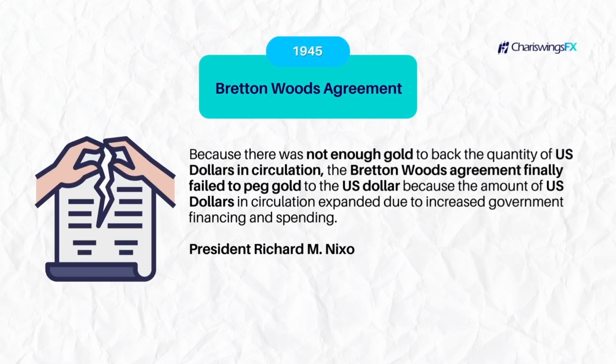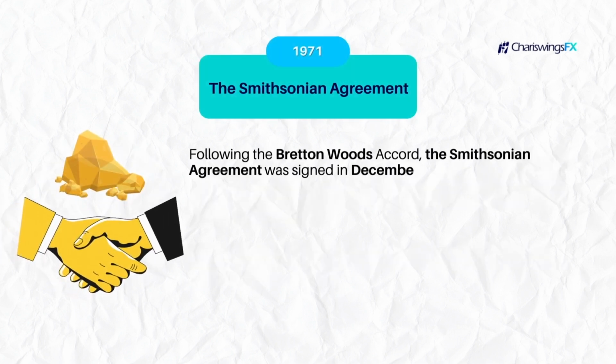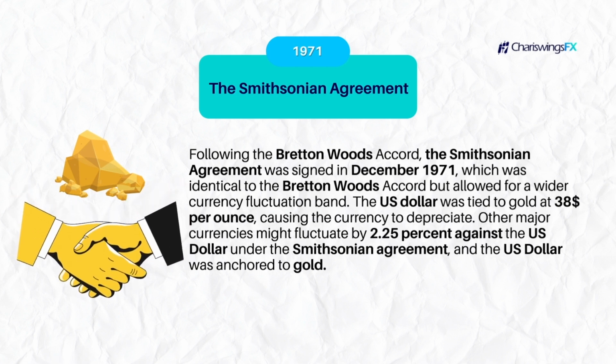The Bretton Woods Agreement finally failed to peg gold to the US dollar because the amount of US dollars in circulation expanded due to increased government financing and spending. President Richard M. Nixon dissolved the Bretton Woods Arrangement in 1971, allowing the US dollar to freely fluctuate against other currencies. Following the Bretton Woods Accord, the Smithsonian Agreement was signed in December 1971, which was identical to the Bretton Woods Accord but allowed for a wider currency fluctuation band. The US dollar was tied to gold at $38 per ounce, causing the currency to depreciate.